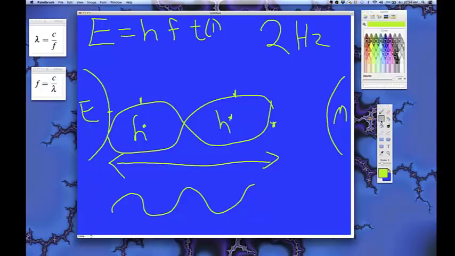Okay, so here is a 2 hertz signal. Now this could be 2 photons, or it could be 1 photon that after a certain amount of time it's here, and then after a certain amount of time it's here. Or it could be two photons. If I have a light that's continuously shining, then I'm going to have a photon here and a photon here.